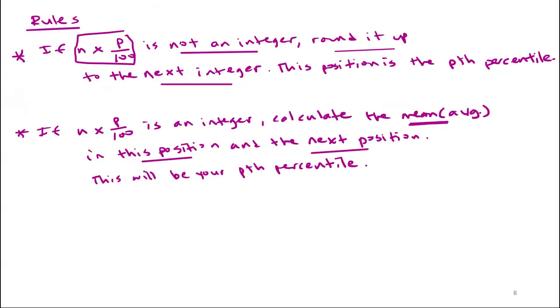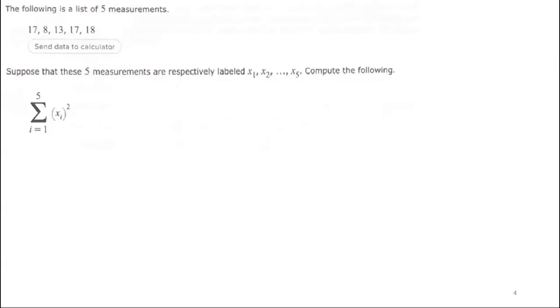So in this case, 17 would be your x1, 8 will be your x2, 13 will be your x3, 17 will be your x4, and 18 will be your x5. So that's what it's saying. It's a subscript. It's identifying which number is the first x, the second x, and so on and so forth. All right. Now let's talk about this symbol here. So this symbol here is called summation.